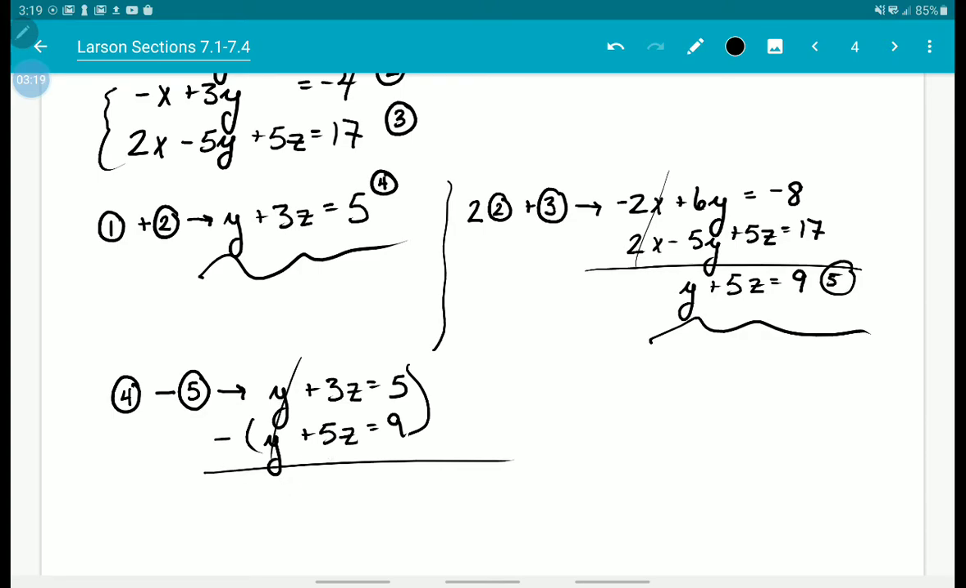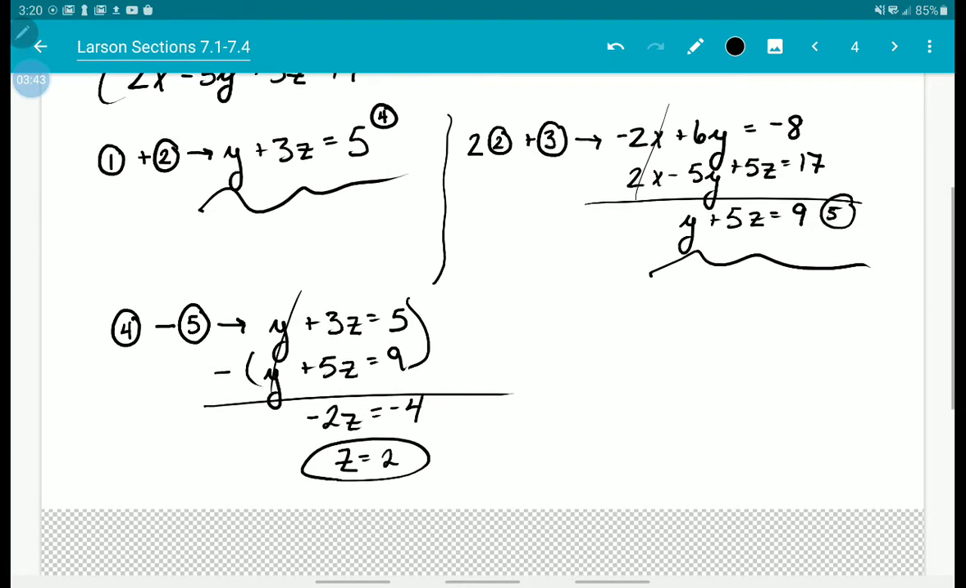The y's are going to cancel. 3z minus 5z is a minus 2z, and 5 minus 9 is a negative 4. So that means z has to be equal to 2. This is really nice because now we know what z has to be. Since we know z, we can substitute back into either equation 4 or 5 and figure out what y is going to be.